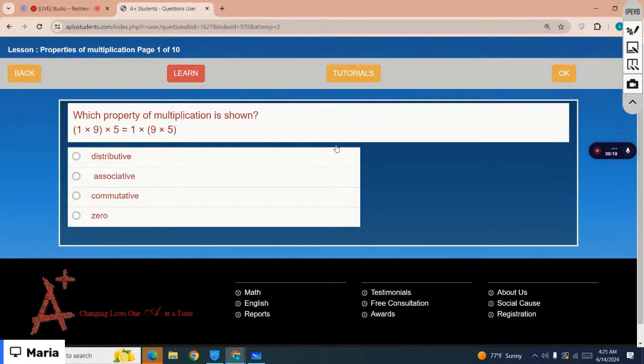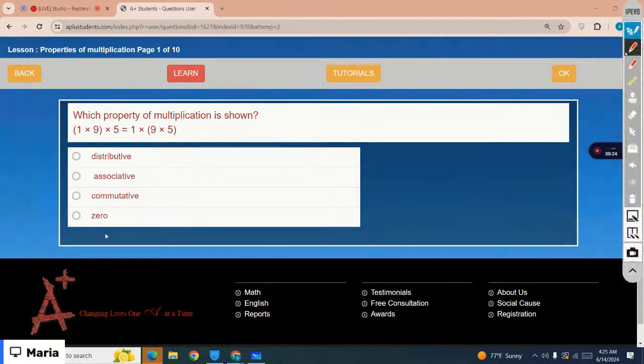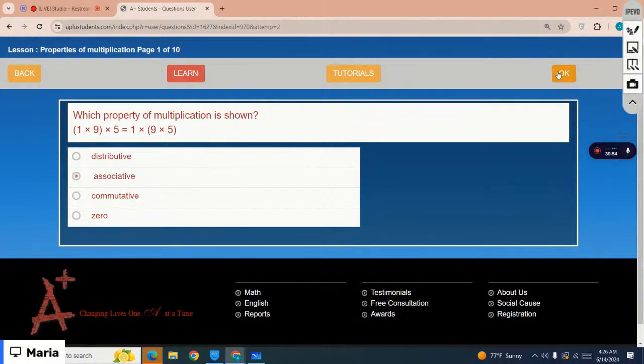On both sides, the numbers are exactly the same, just the order of multiplication is different, right? On this side, you have to do 1 times 9 first, and here you have to do 9 times 5 first. So that is known as the associative property. Whenever three numbers and brackets are involved, that is the associative property. Option number 2 is the correct option.